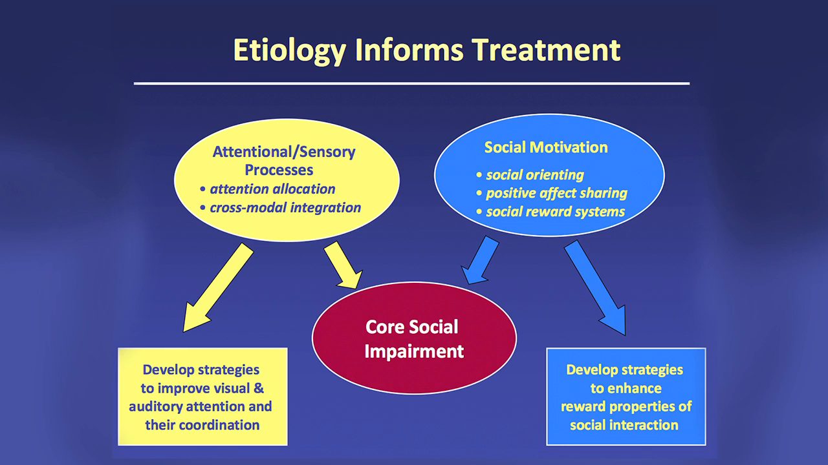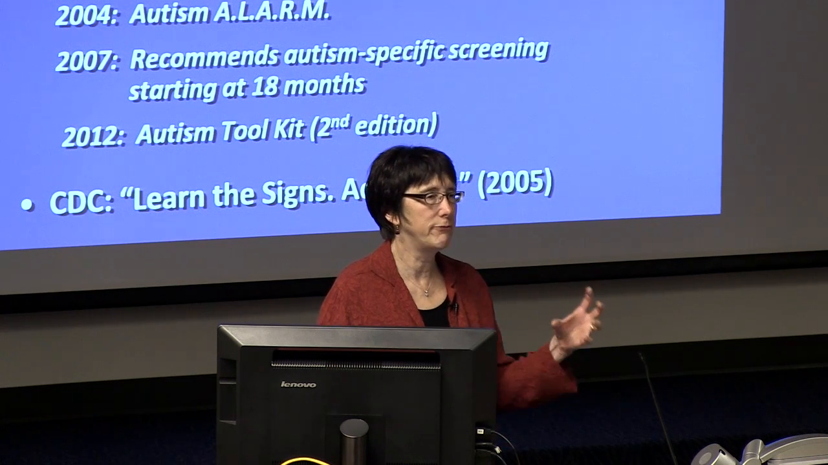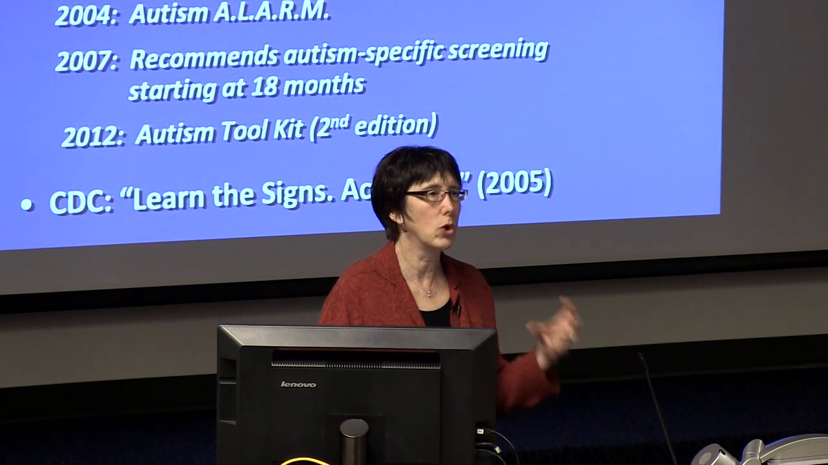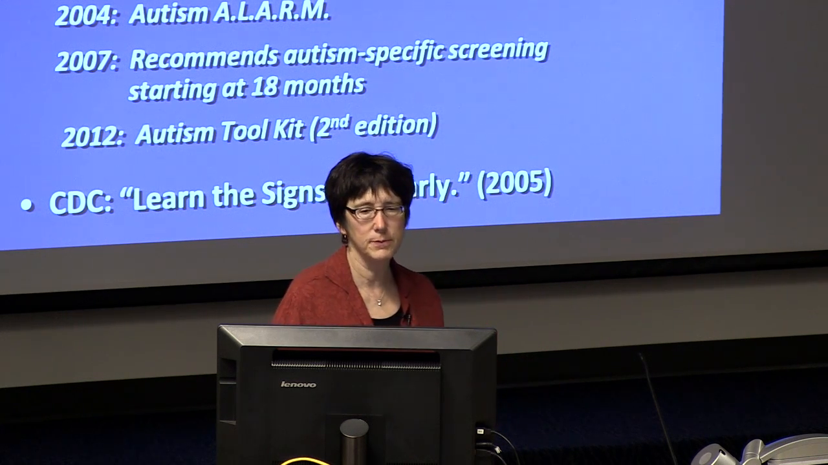I think I would probably argue that most good interventions do these things, whether or not they say that they do or know that they do. It's just when you work with children with autism for a long time, you just find things that work and you keep doing them. But anyway, that's why it's important to figure out what the core deficits are, so we can design more tailored, specialized treatments.